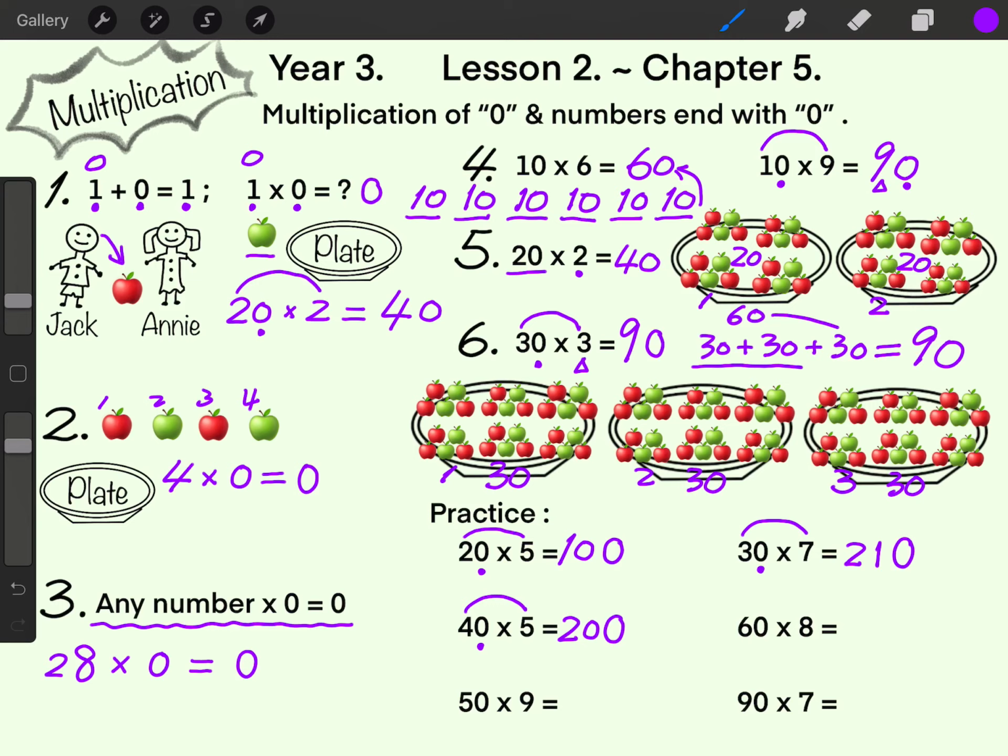60 times 8 equals? 10 on the left side of the equal sign. So we write 10 on the right side of the equal sign. Then 6 times 8 equals 48. So 60 times 8 equals 480.